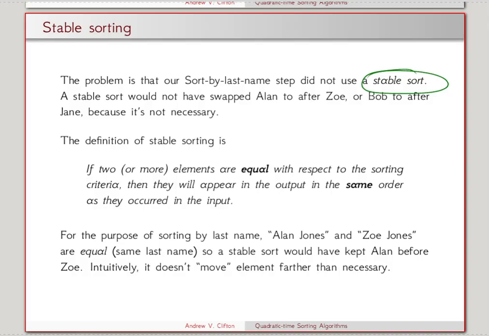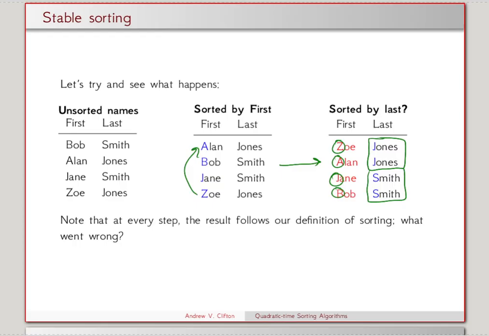So the definition of stable sorting is: if 2 elements are equal with respect to the sorting order, for example, the 2 Smiths and the 2 Joneses, then they'll appear in the output in the same order as they occurred in the input. So let's go back here and see what that is talking about.